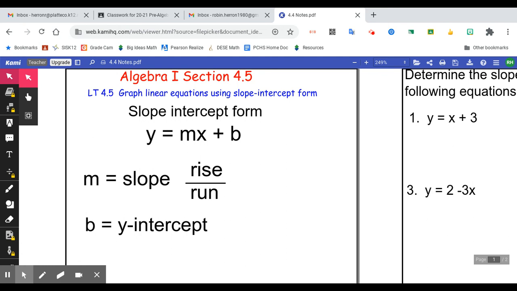All right, you guys, we're on to 4.4 notes, which is graphing in slope-intercept form.